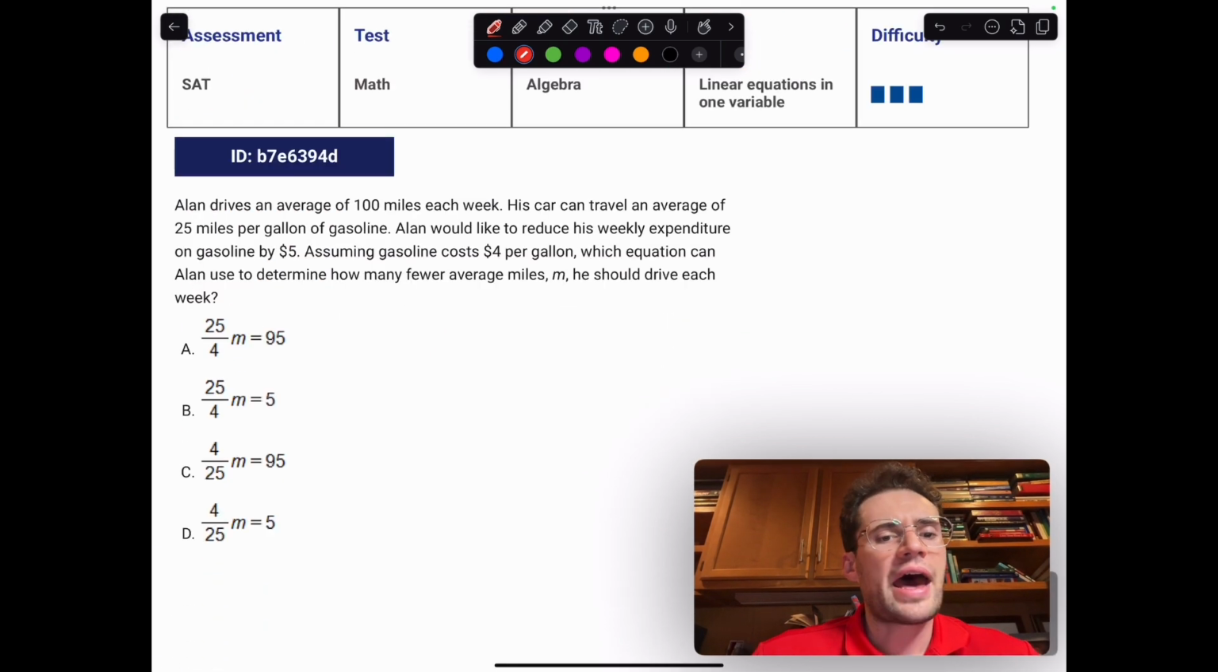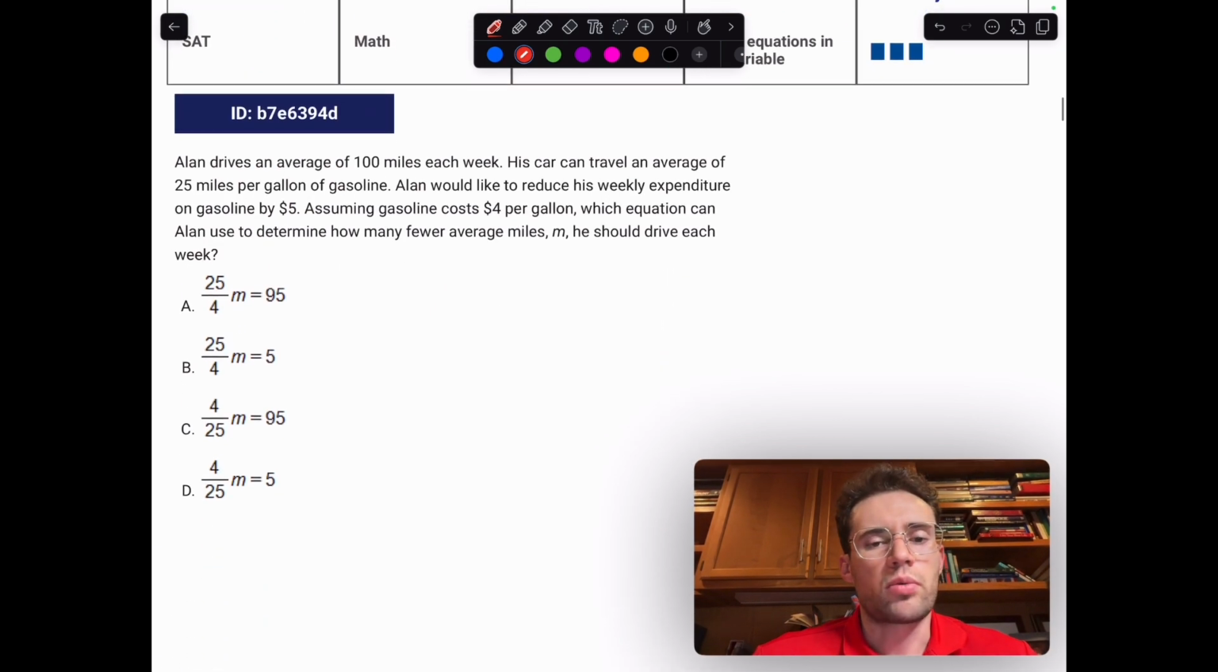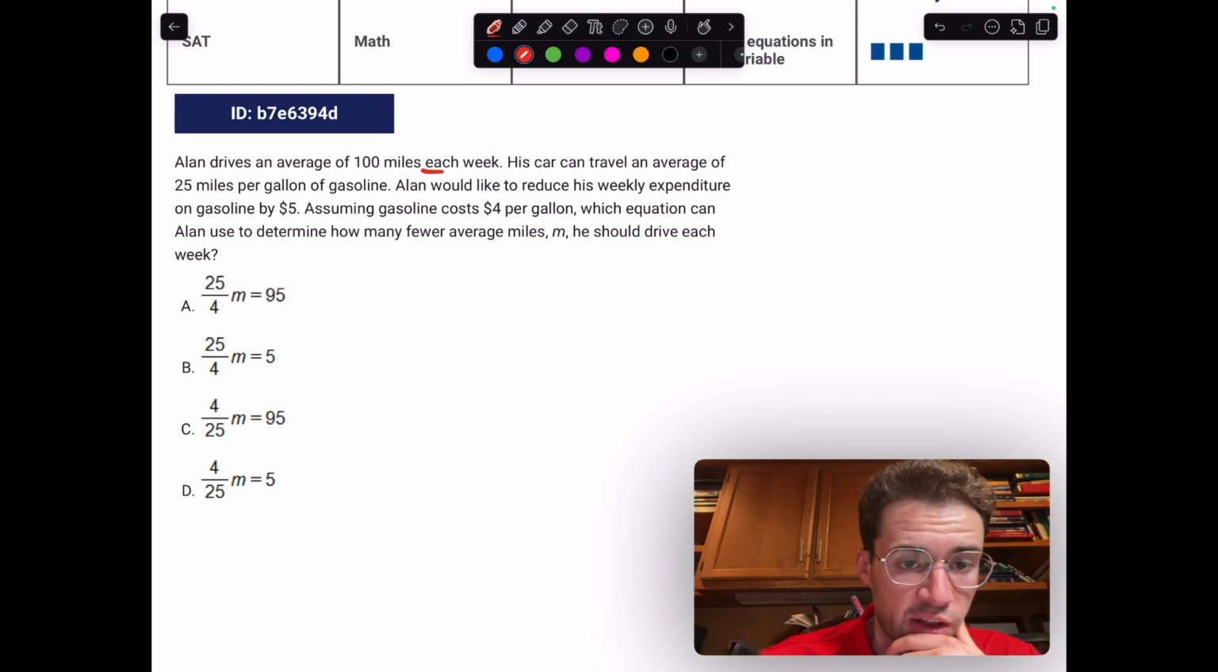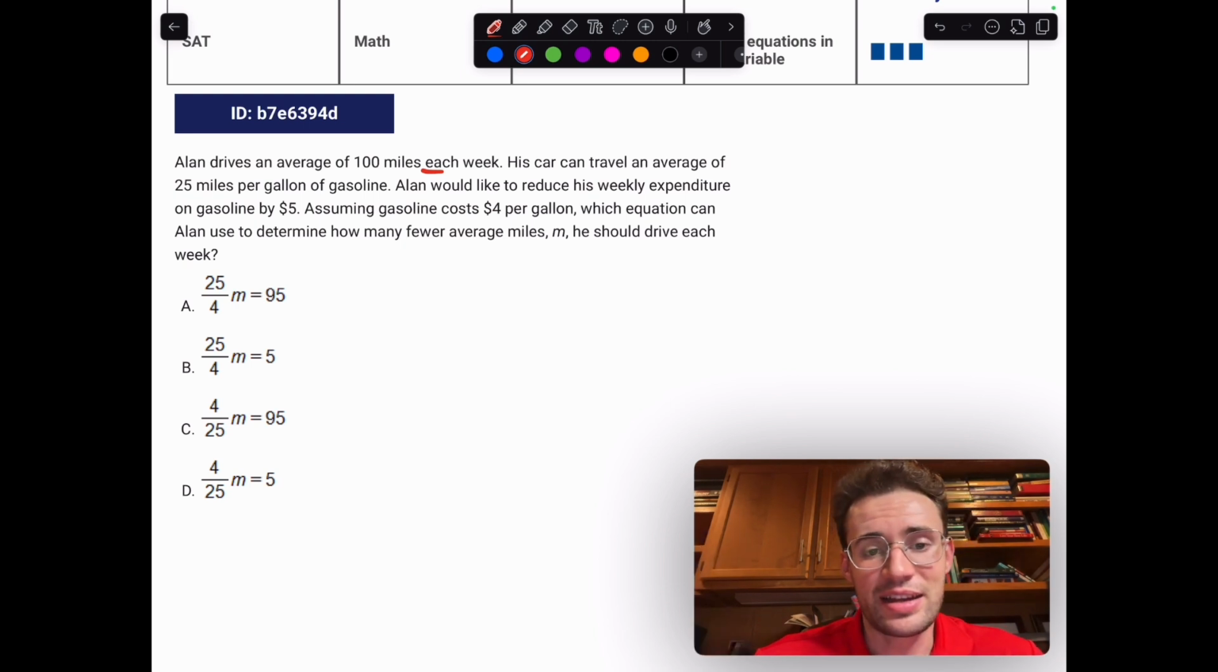Perfect. Alan drives an average of 100 miles per week, or each week. Same thing. His car can travel an average of 25 miles per gallon of gasoline. Alan would like to reduce his weekly expenditure on gasoline by $5. Assuming gasoline costs $4 per gallon, which equation can Alan use to determine how many fewer average miles M he should drive each week? He wants to save $5, $4 per gallon. How many fewer gallons would he need? I'm just thinking, right, 1 gallon would save $4. He wants to save 5, so it would be 1 plus a quarter of that.